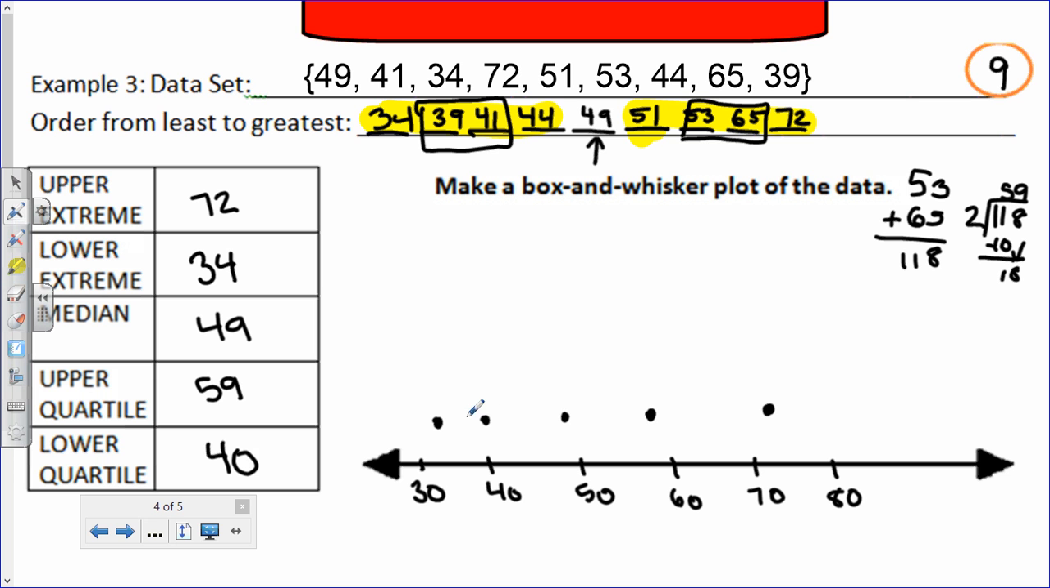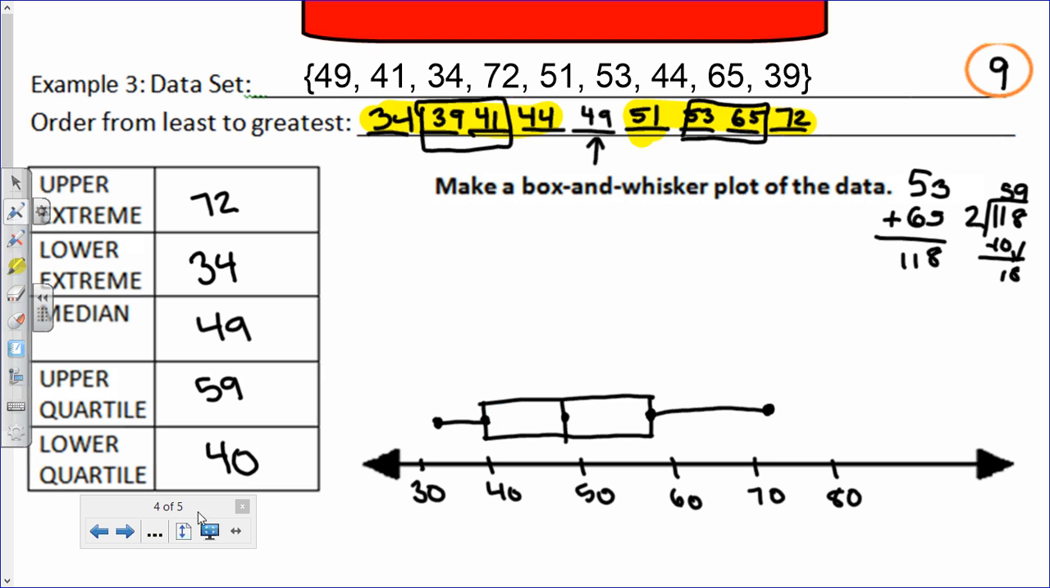My 3 middle numbers: this is my median value. This is my lower quartile. This is my upper quartile. I will connect. And then my upper whisker and my lower whisker.